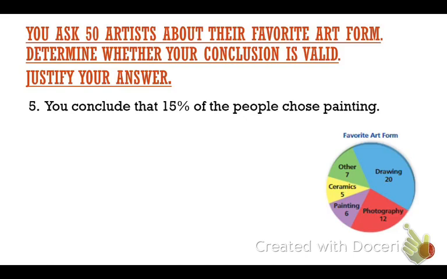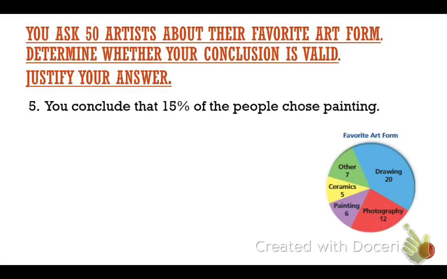It says you ask 50 artists about their favorite art form. Determine whether your conclusion is valid. Valid just means truthful, okay? Is it a true statement? And then justify your answer, so explain it. This is what you conclude, that 15% of the people chose painting as their favorite form.